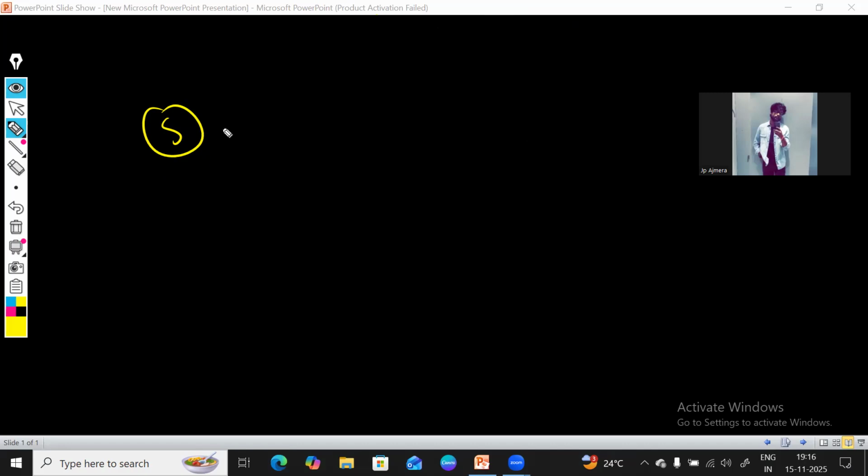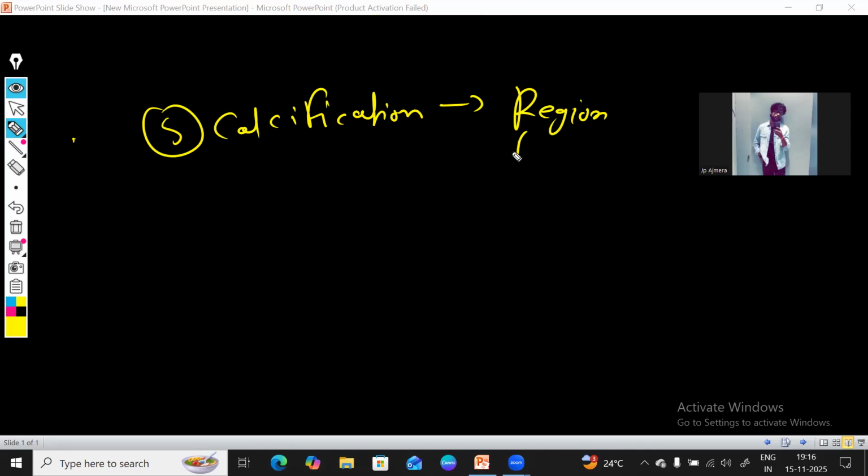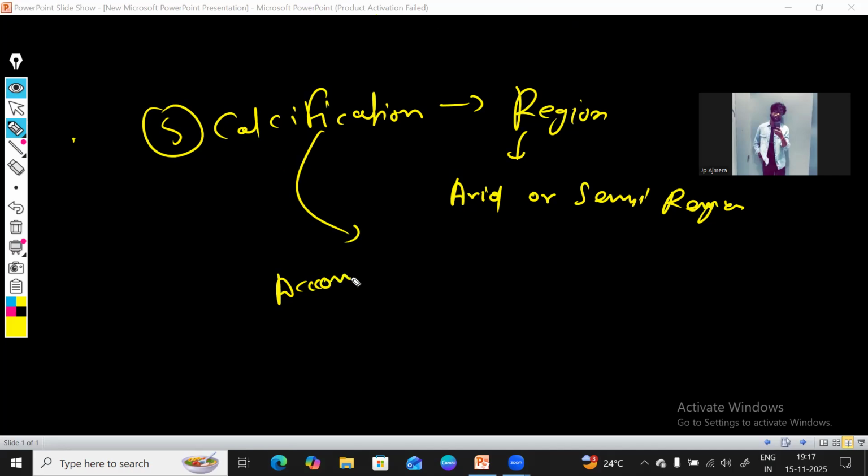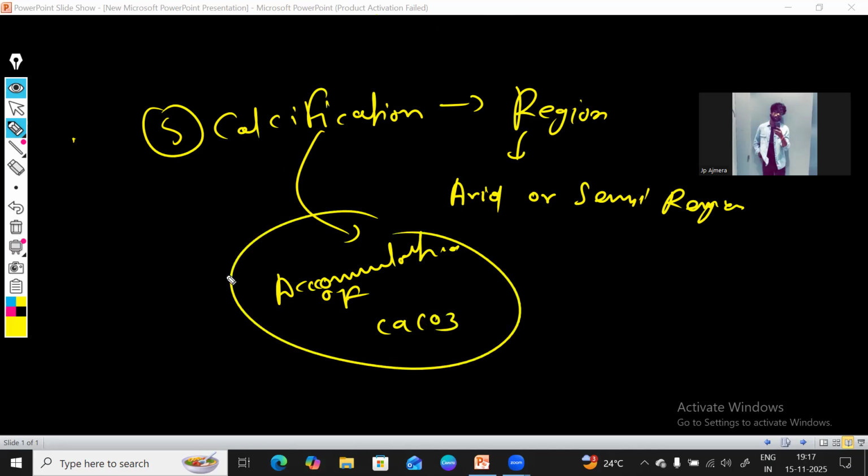So the fifth one is calcification. What would happen in calcification? First, we'll go for the reasons. Calcification happens in the same sequence; we'll follow the same sequence. It would happen in arid or semi-arid regions. What is calcification? This is just an accumulation of calcium carbonate in the soil profile. Accumulation of calcium carbonate is known as calcification.